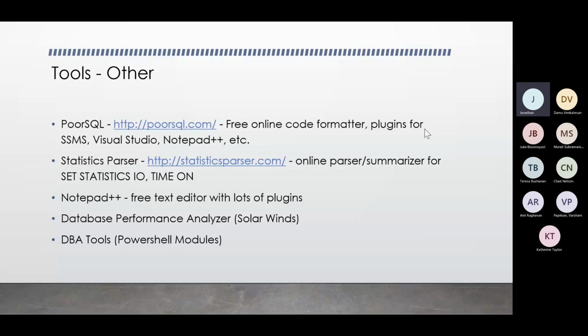Notepad++, free text editor, lots of plugins. I like using the XML plugin myself, so I can pretty up XML to make it easier to find. I use Database Performance Analyzer every day in my job. That's by SolarWinds. Really helpful for finding those queries that need to be tuned, either because they're spending too much time in a particular wait state, like async IO, or their execution time is taking too long, or lots of blocking. But it makes it really easy to find the ones that need to be tuned. And then, of course, dbatools is just a collection of PowerShell modules, which is great for managing your SQL Server.